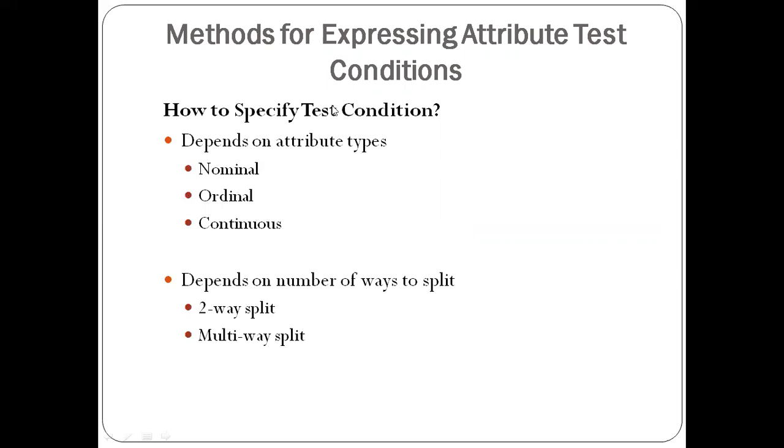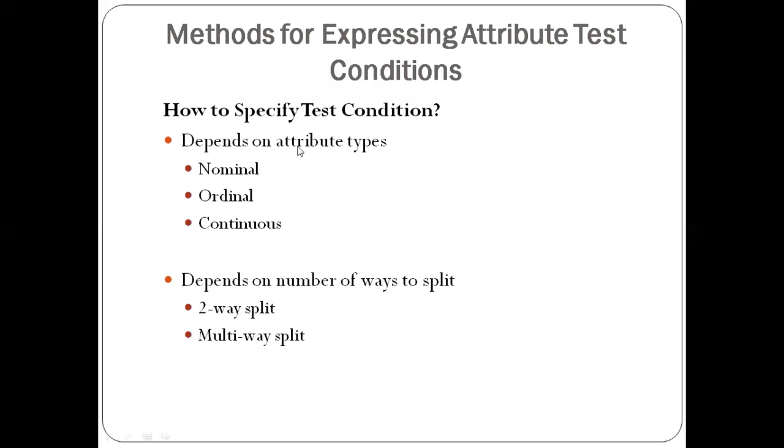Based on this, we can specify the test condition, or else based on the number of ways to split the data. Either we can split the records into two class levels, that is a two-way split, or we can divide the records into multiple class levels, that is a multi-way split. So to specify the test condition, we can choose either of these two methods.